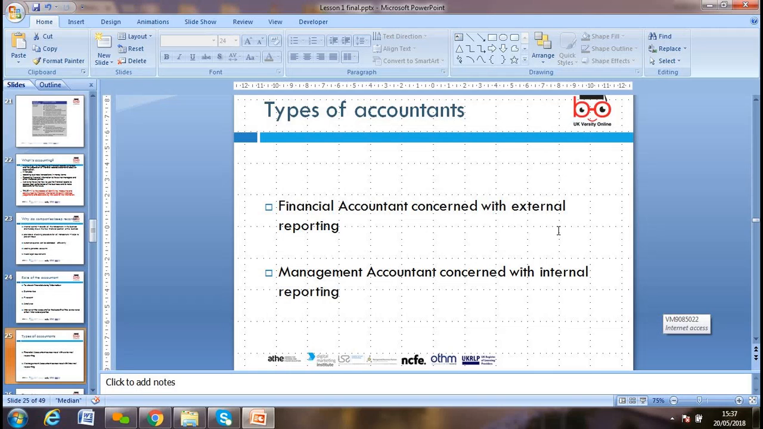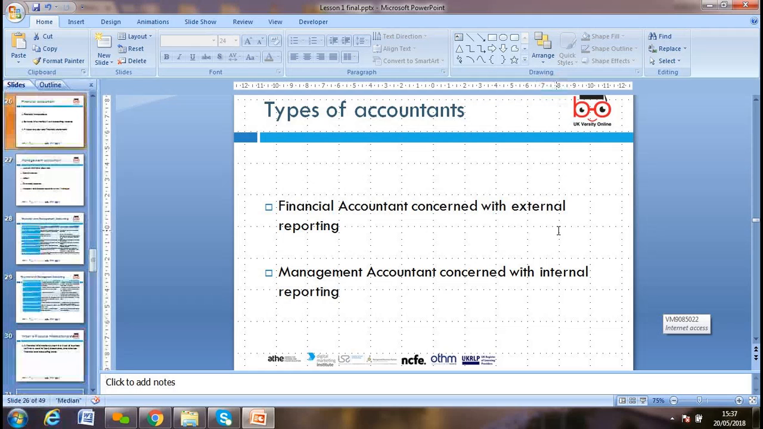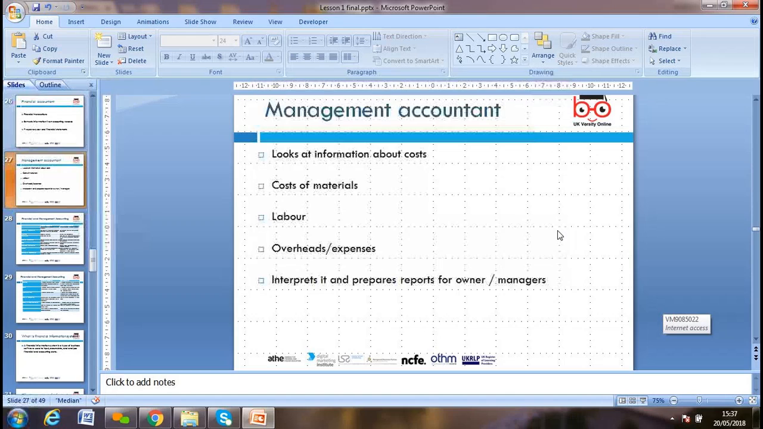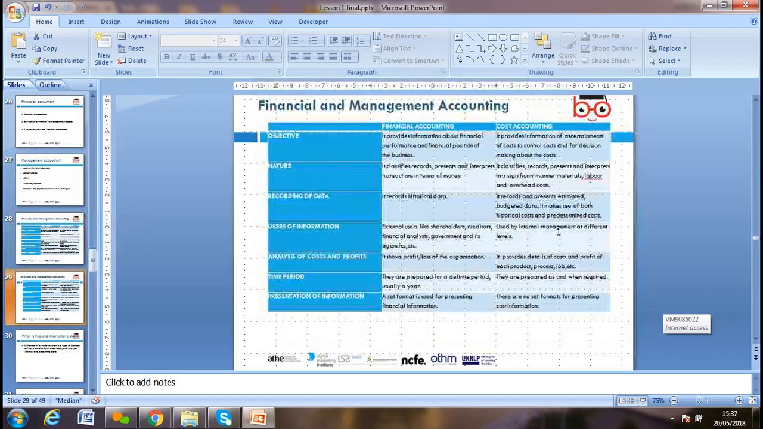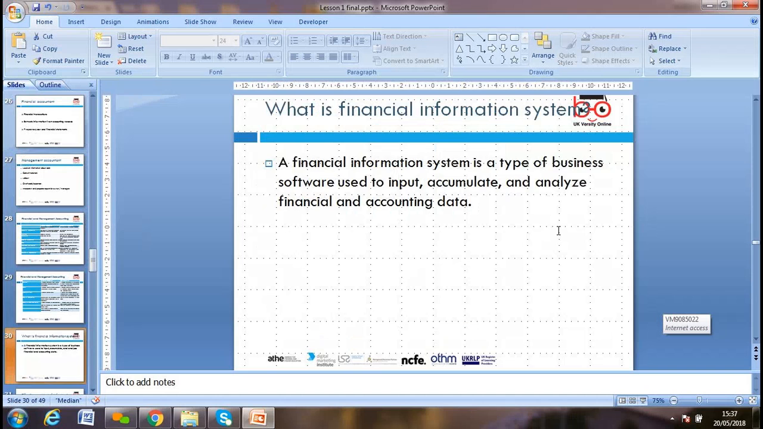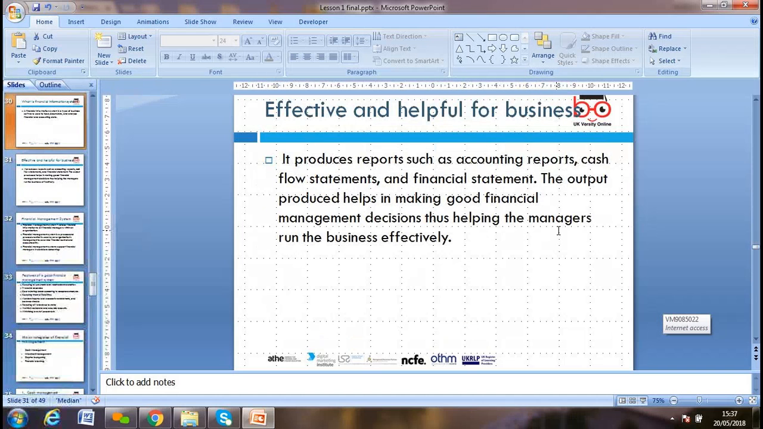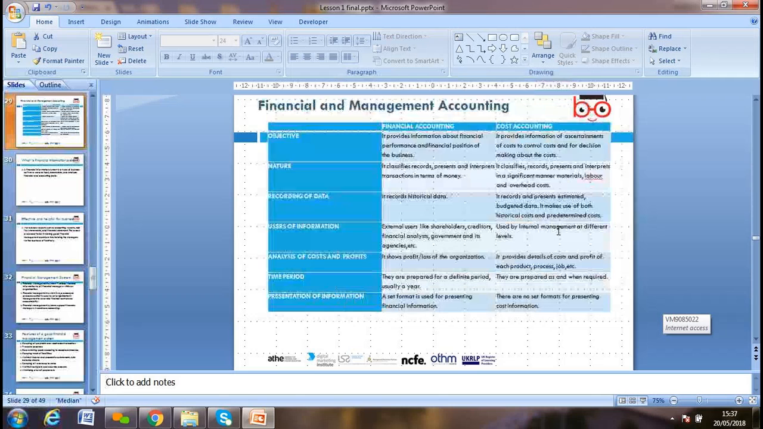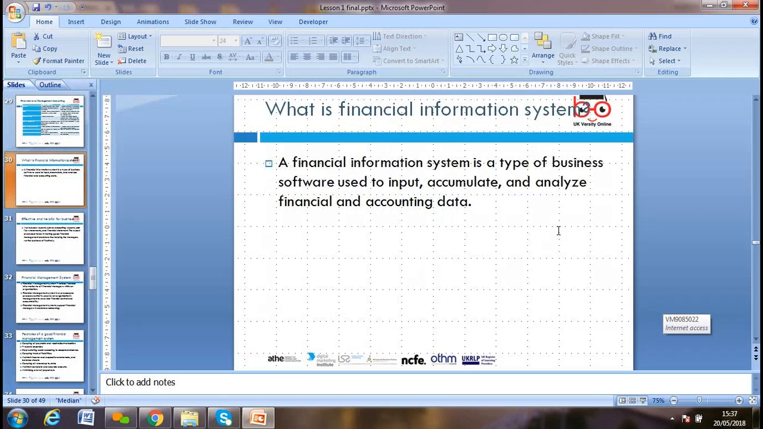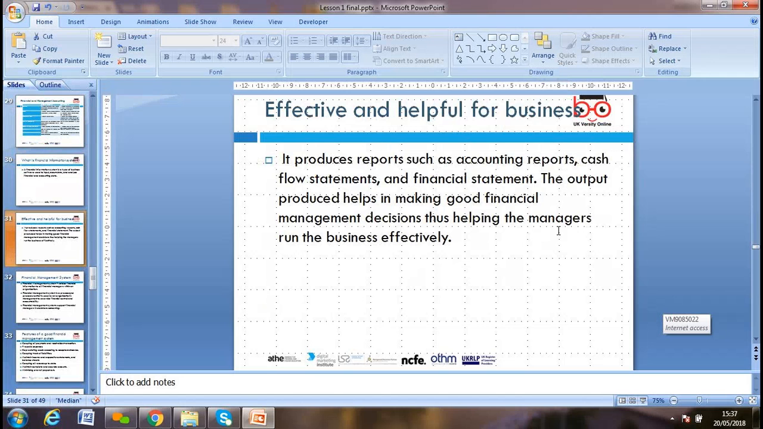So, types of account: financial accounting is concerned with external reporting, and management accounting is internal. Okay, these we already explained. That is duplication. So next, effective and useful business produces reports such as the accounting report, cash flow statement, and financial statement that will help us to make decisions and analyze the financial and accounting data. Effective means it produces reports, and these help us.